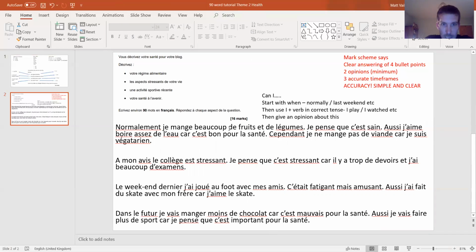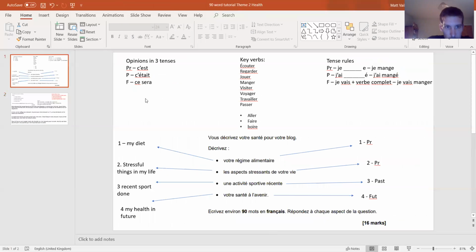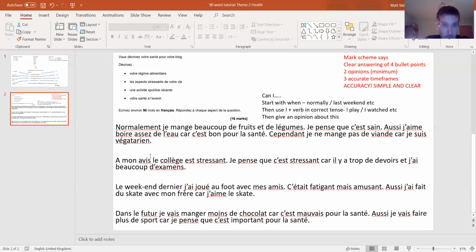Fab. Two opinions already. That kind of ticks the box for that. So I've done that. Second bullet point, check the plan. Stressful things in my life. In my opinion, another opinion, great.